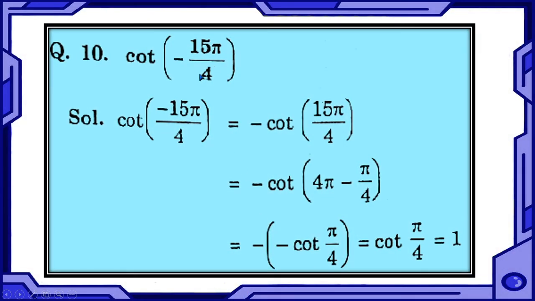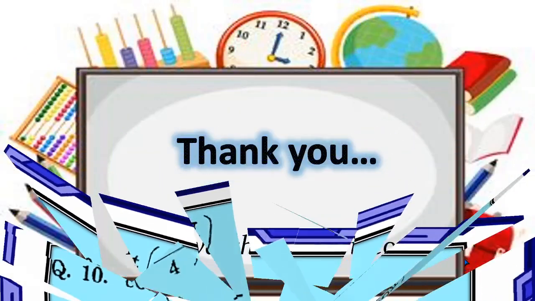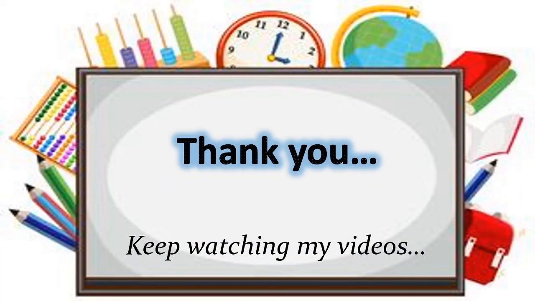Same way cot minus 15 pi by 4 can be written as minus cot 15 pi by 4, and here 15 pi by 4 can be split this way. Again it will fall in fourth quadrant, so negative. Cot is negative in fourth, minus minus plus again in first quadrant, and cot pi by 4 is 1. So now students, please try the remaining questions yourself.